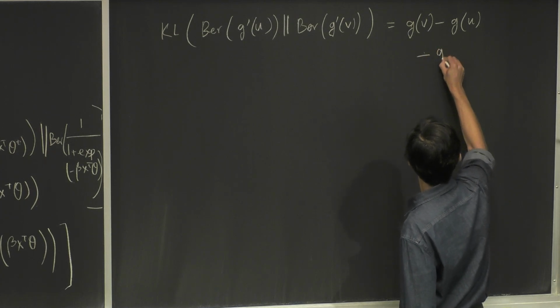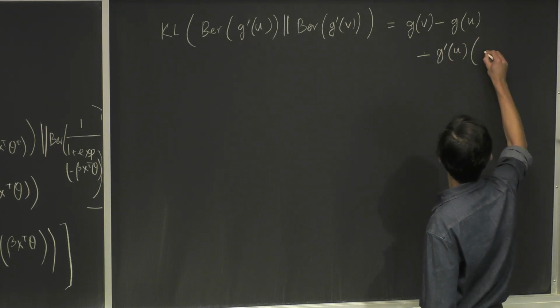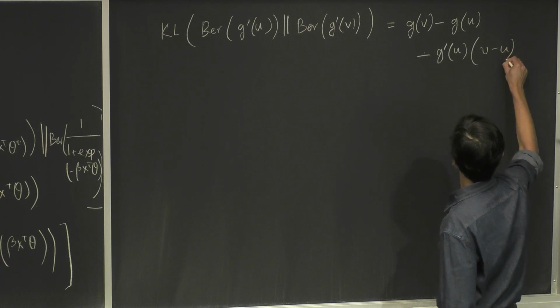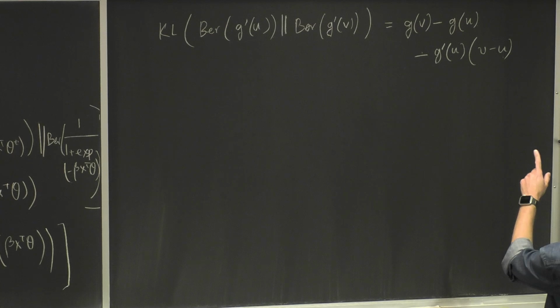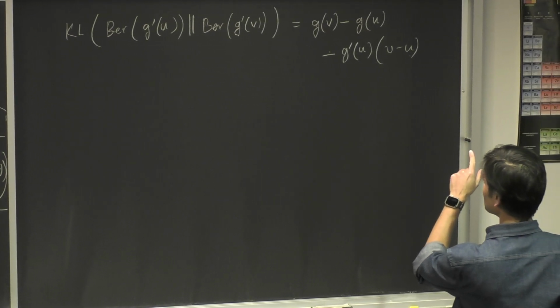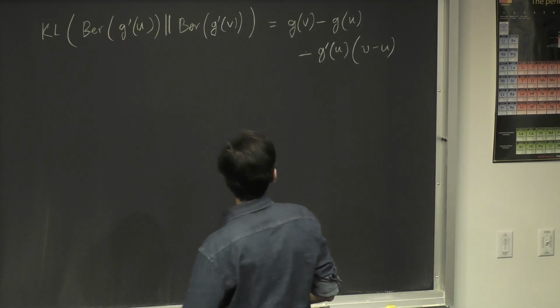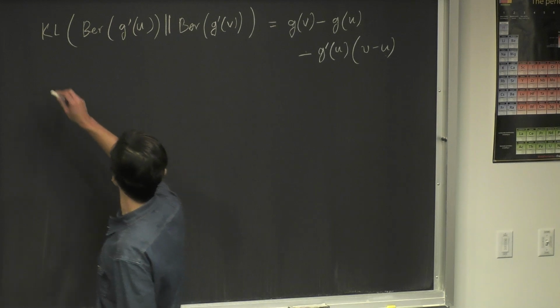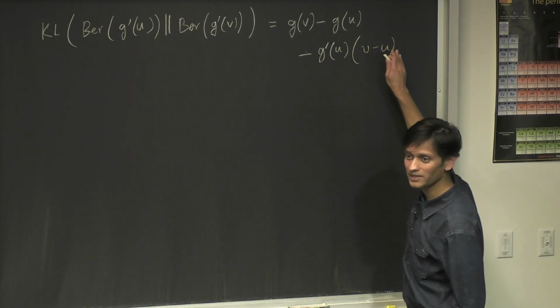Minus G prime U V minus U. I think I wrote it correctly. If not, let's see. V U. I think this is correct. Anyway, so now if you take expectation with respect to U, this is not that difficult to handle.